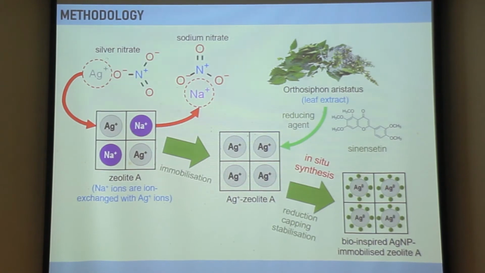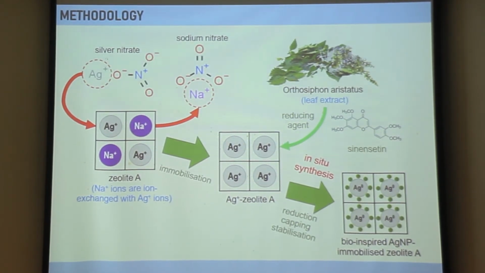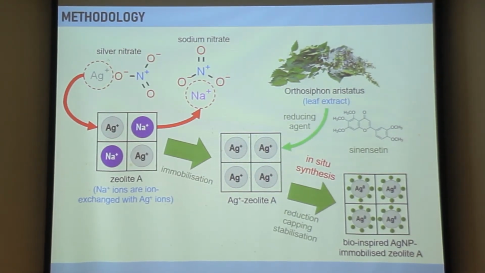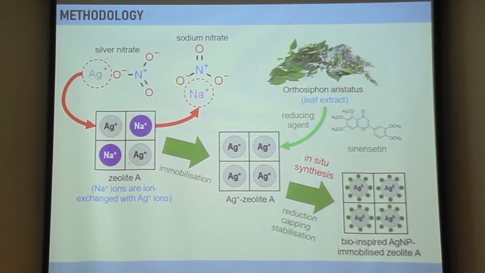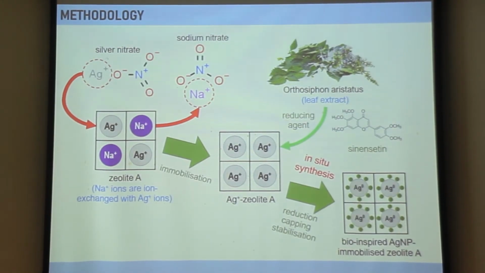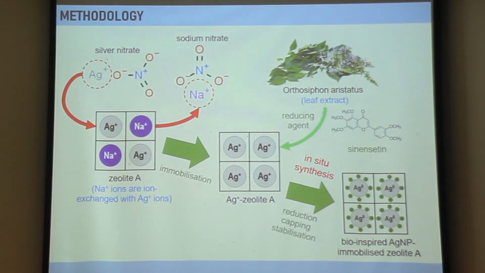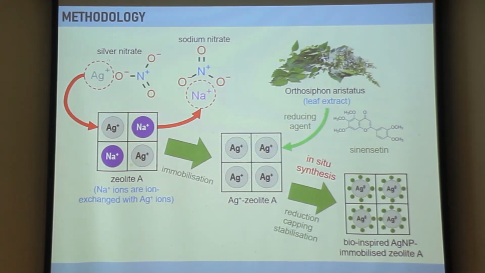And then we introduce the plant extract of recycle chain, which we believe has very rich antioxidants and a reducing agent, one of the plant metabolites. This reducing agent will reduce the Ag ion in situ, meaning on site, in the framework of zeolite, into Ag nanoparticles. In the work of reducing the Ag ion, the plant extract or the reducing agent can also cap the silver nanoparticles and stabilize them in the zeolite framework. And finally, we will have the bio-inspired AgNP, inspired from the green of nature, immobilized on zeolite A.